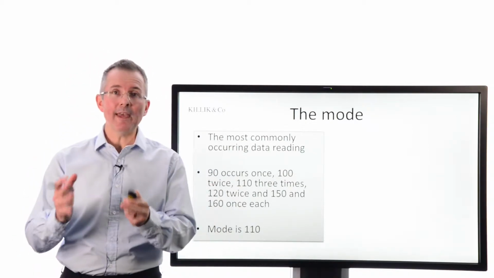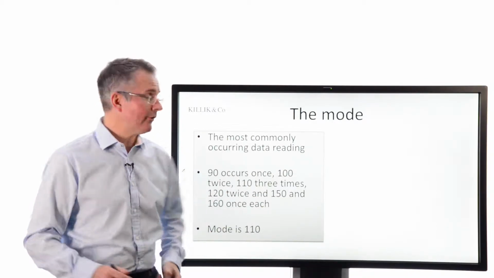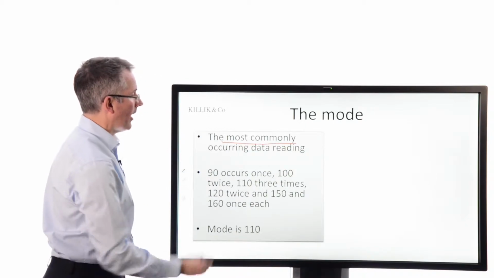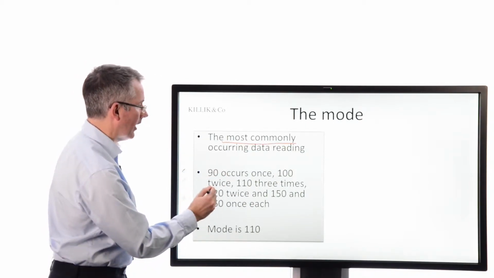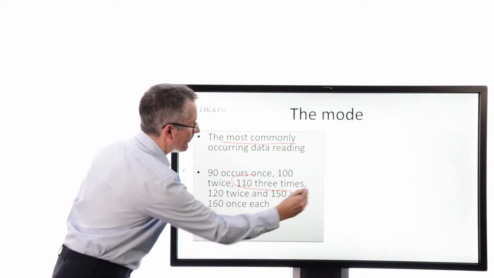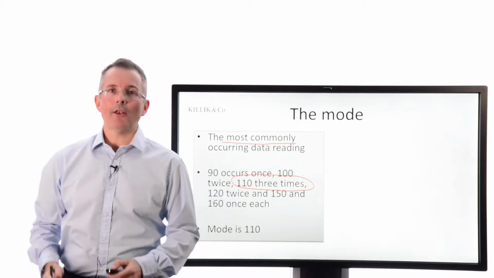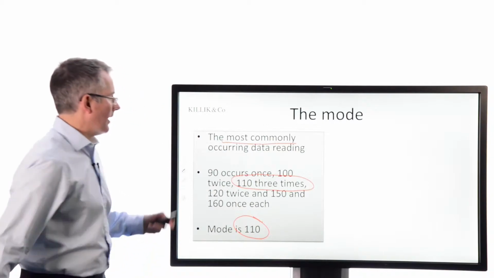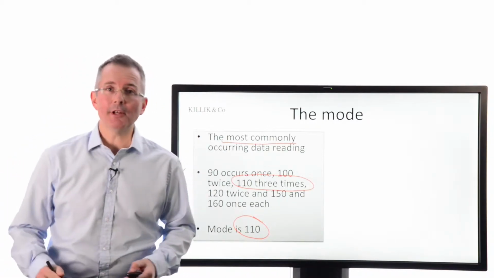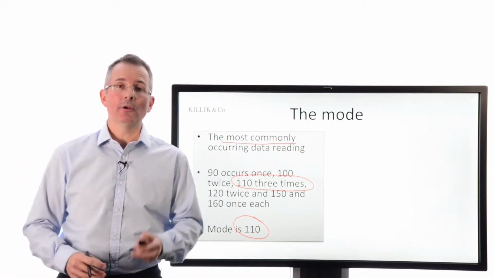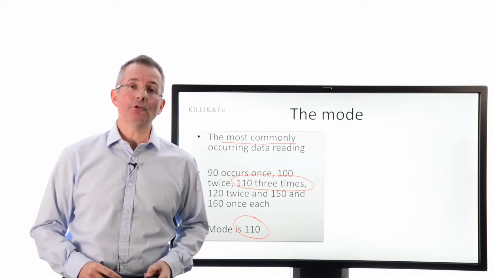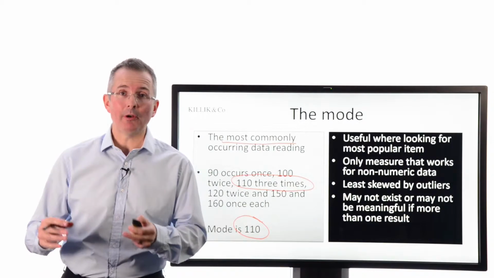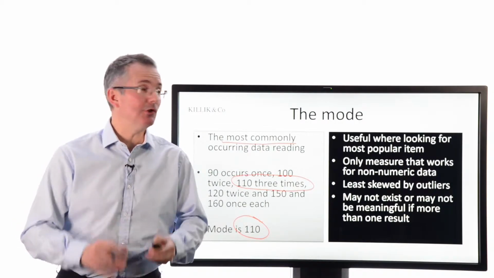In the context of this set of data, share prices, what we would do is look for the most commonly occurring one. 90 occurs once, 100 twice, 110 three times. So that's looking like the most popular one, 110. And then we've got 120 twice, and 150 and 160 once each, based on that original data on share prices. So, useful, we're looking for the most popular item, and sometimes it's the only one of the averages you can actually use.